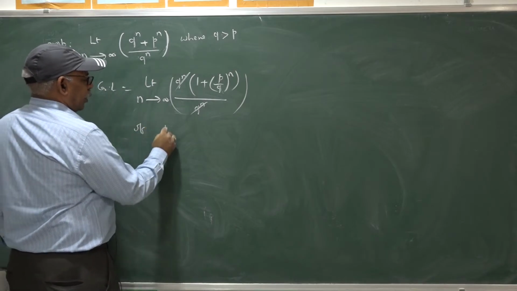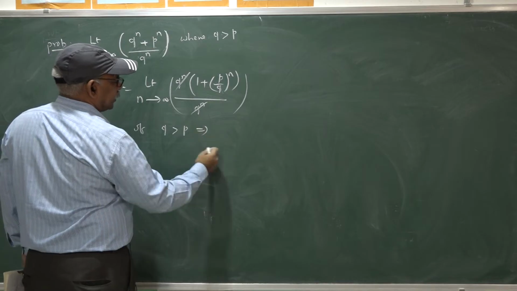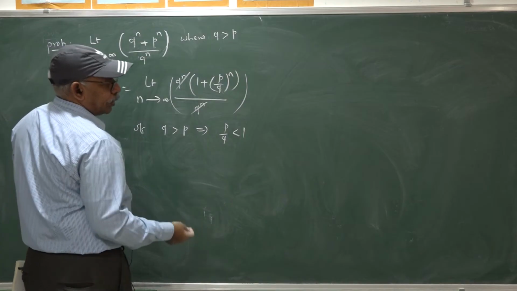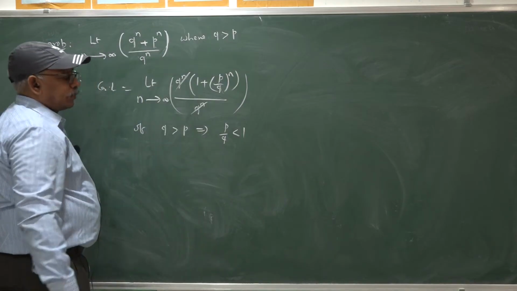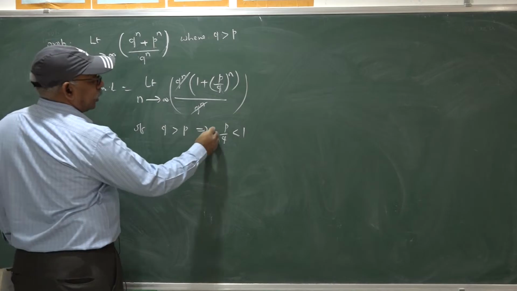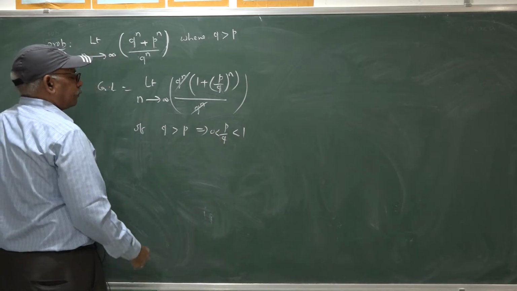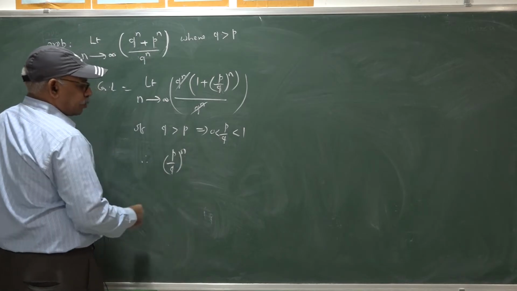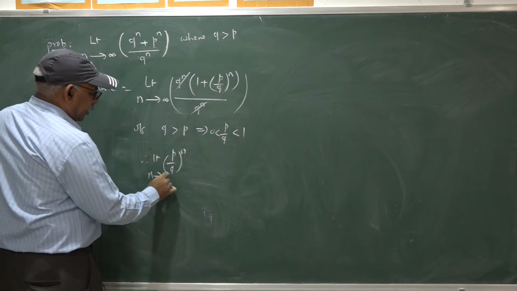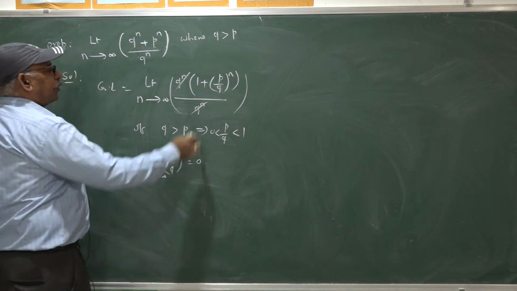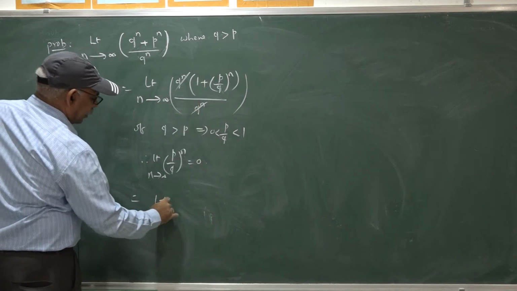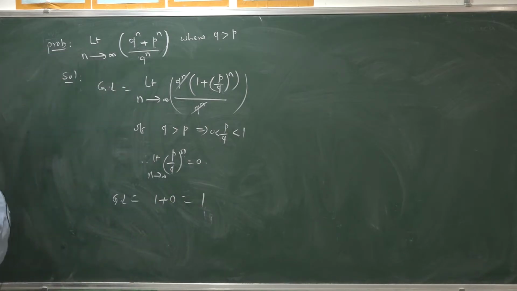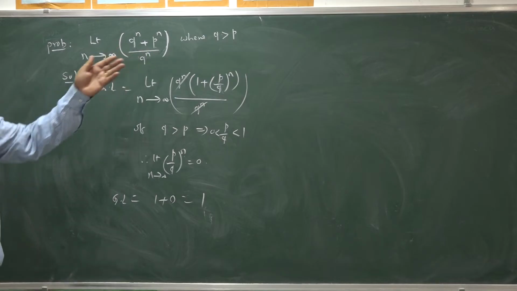If q is greater than p, this implies p by q is less than 1, where p and q, of course, the bases are positive always. So, p by q lies between 0 and 1. Therefore, (p/q)^n as n goes to infinity is 0. So that we get 1 plus 0 for the given limit, hence 1. 1 is the required limit. Just a simple application of that note.